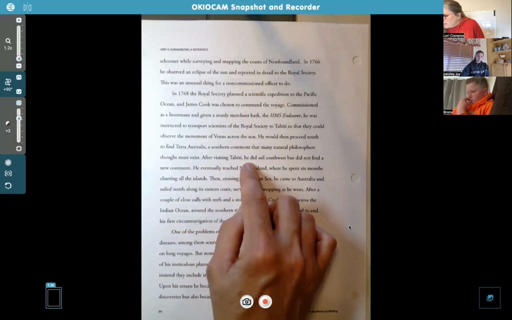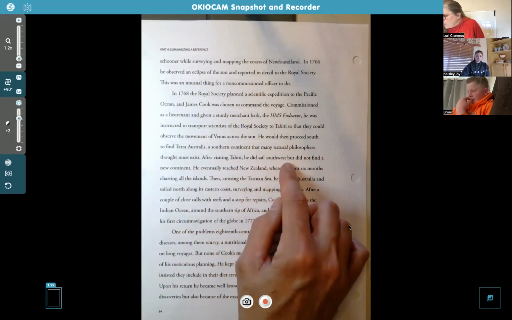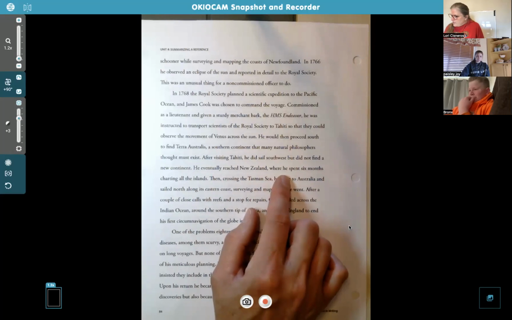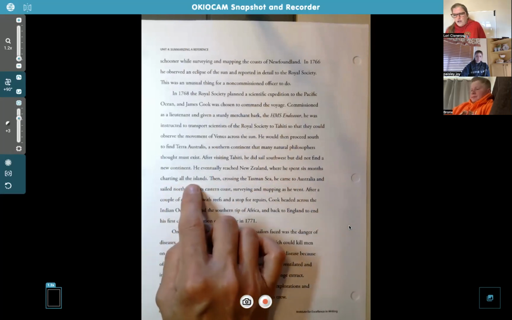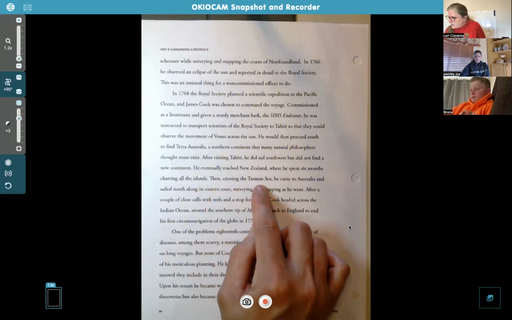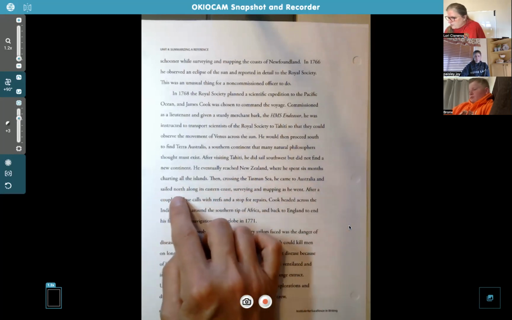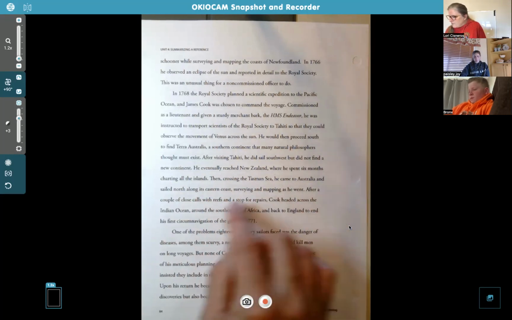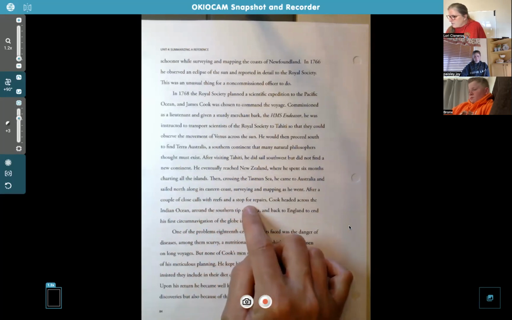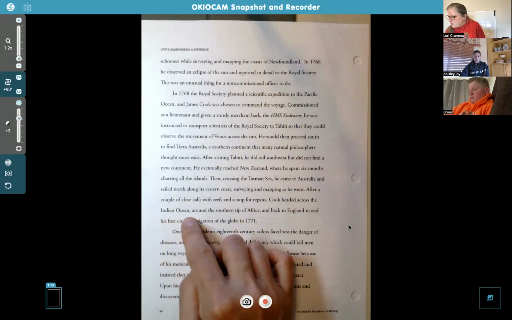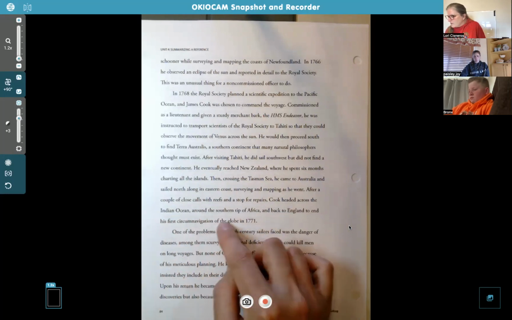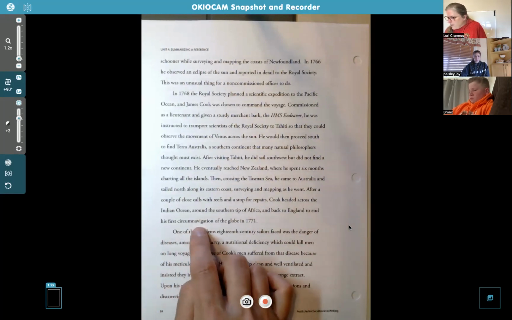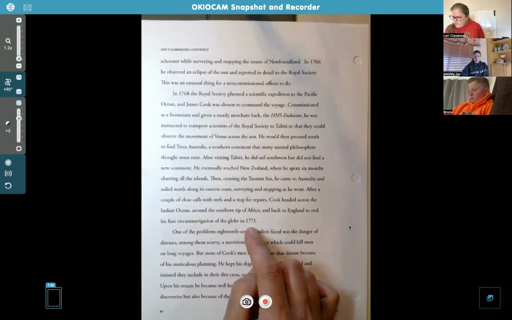After visiting Tahiti, he did sail southwest, but did not find a new continent. He eventually reached New Zealand, where he spent 6 months charting all the islands. Then crossing the Tasman Sea, he came to Australia and sailed north along its eastern coast, surveying and mapping as he went. After a couple of close calls with reefs and a stop for repairs, Cook headed across the Indian Ocean, around the southern tip of Africa, and back to England to end his first circumnavigation of the globe in 1771.